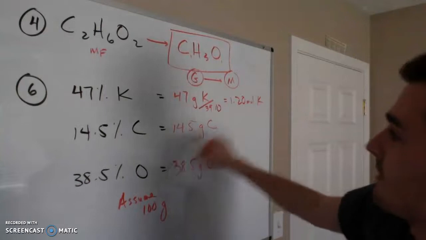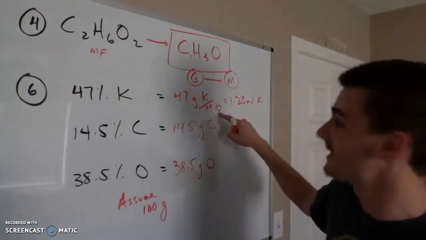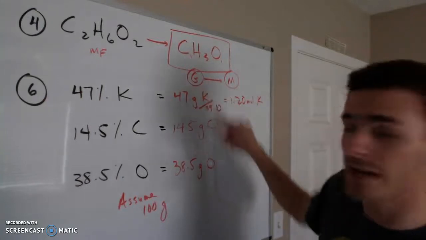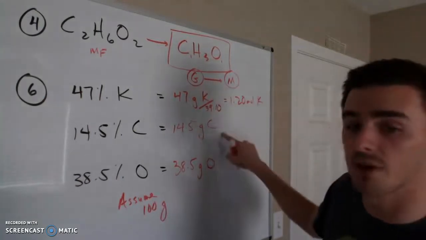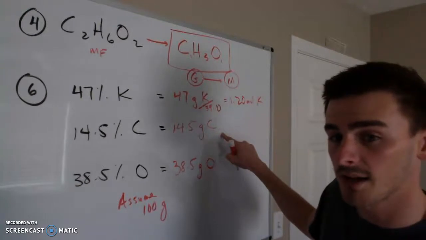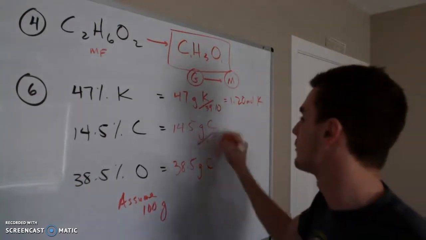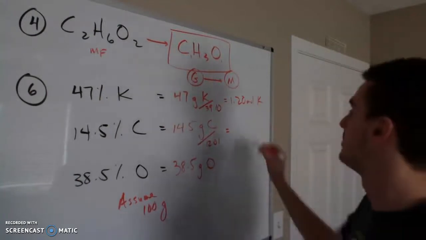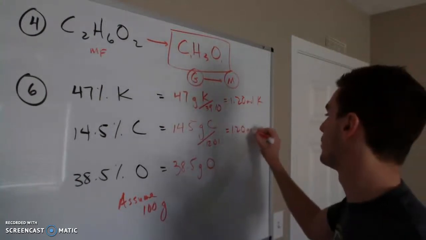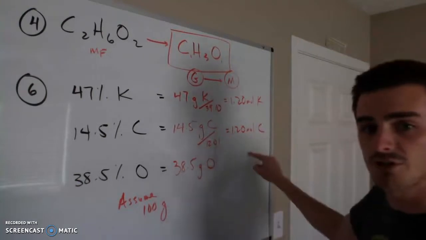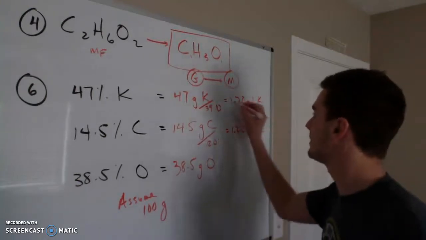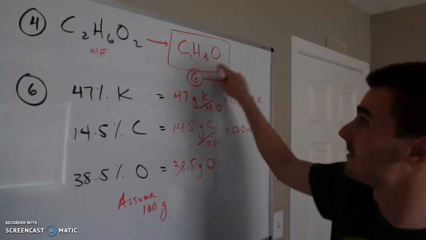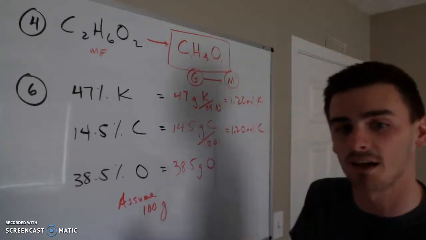Now, I've got to do the same thing here. A lot of kids are going to want to take this number and pop it right here, but that doesn't make any sense. If I want to get from grams of carbon to moles of carbon, I have to divide by the molar mass of carbon, which if we look on our periodic table is 12.01. What that comes out to be is 1.20 moles of carbon. Now this should start to make a lot of sense, because if I look at these two numbers, it makes sense that they're the same, because a lot of times we're going to have the same number of moles in a compound.